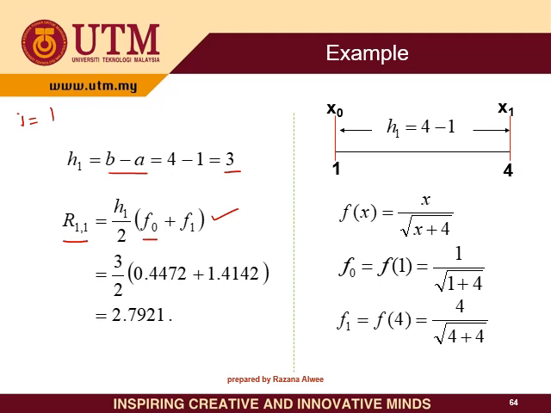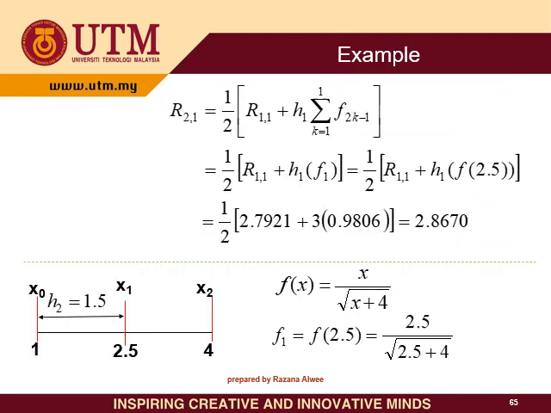Then your f0 and f1, if you draw this, I suggest you draw this, this is your f0 and f1. So you want to find f0 and f1. The values 1 and 4 for each of them. So you put into the equation, the f(x). Your f0 is 1 and f1 is 4. And when you get your answer, you put it here for your f0 and f1, and then you will get the answer for your R11.